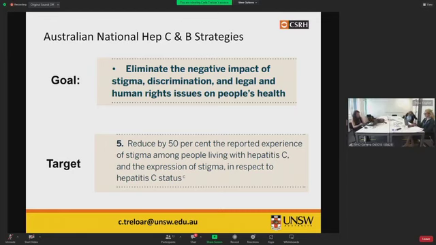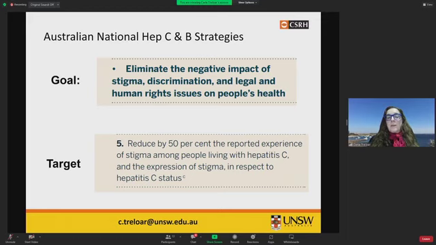So to move on quickly, in Australia, we've had a suite of national strategies for hepatitis for a number of years. The examples on the screen here are from the current hepatitis C strategy, which has the goal of eliminating the negative impact of stigma, discrimination, and legal and human rights issues on people's health. So awesome that it's right at the top line of a goal of a national strategy. And the target, this example from Hep C, is to reduce by 50% the reported experience of stigma among people living with hepatitis C and the expression of stigma in relation to hepatitis C status.